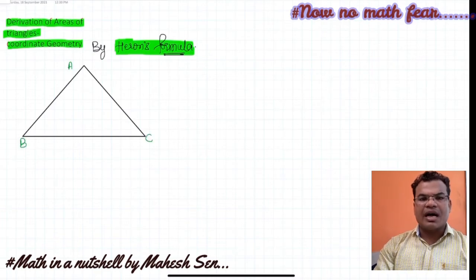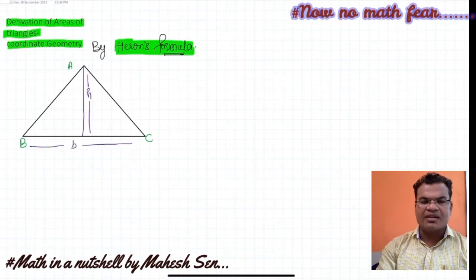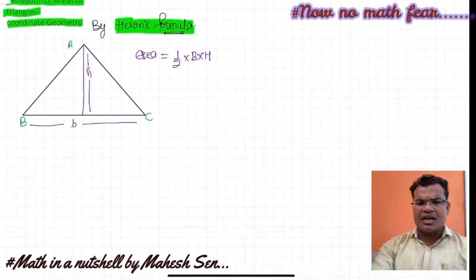Okay, so I can start with this concept that ABC is a triangle. In general, guys, if the height of the triangle and the base are given, we generally write the area as 1 by 2 base into height. This is the area of the triangle when the height is h and the base is b. Now I will move to another concept.